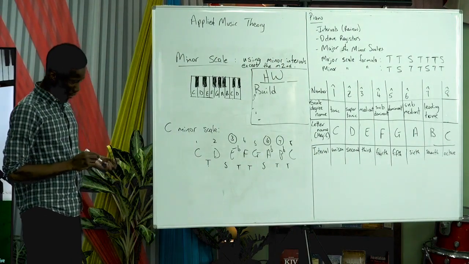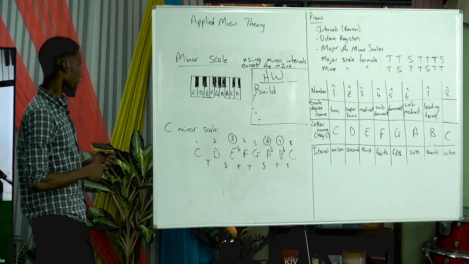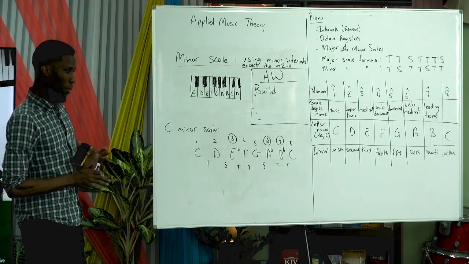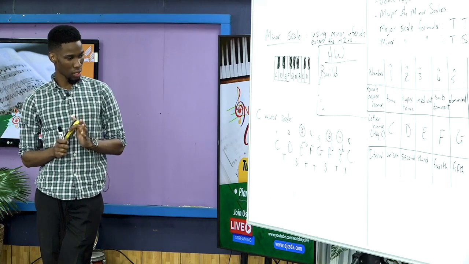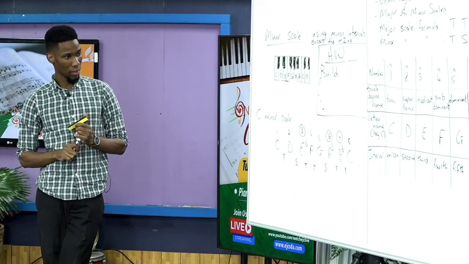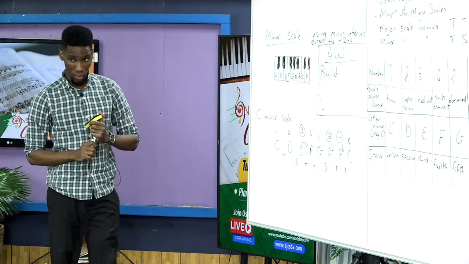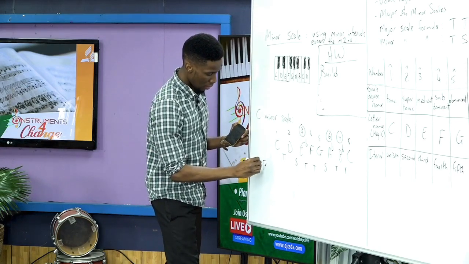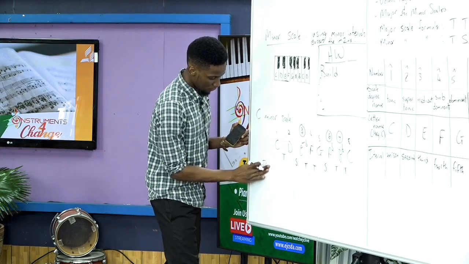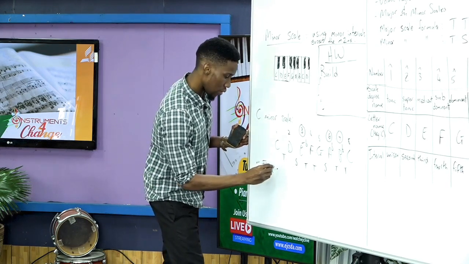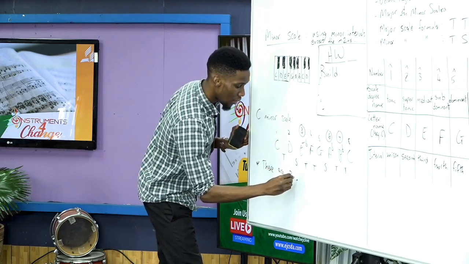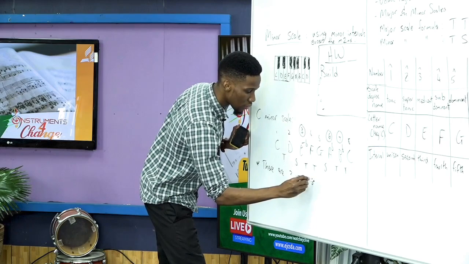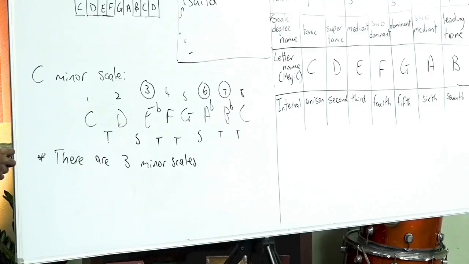Let's pause here. When we talk about minor scale, special note. When we talk about minor scale, you have to remember this note. I'm going to write it right now. There are 3 minor scales. Good? 3. How many? 3. So just pause here. Good?